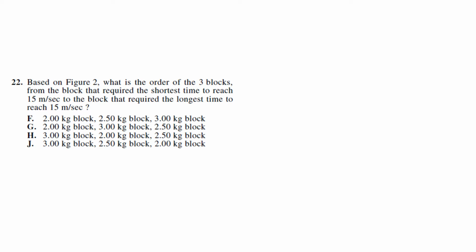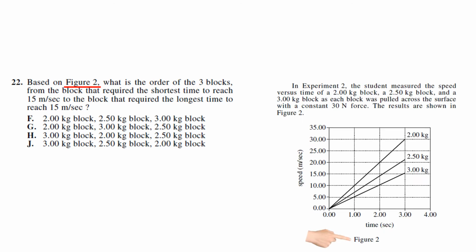Based on figure 2, so we're using figure 2, what is the order of the 3 blocks from the block that required the shortest time to reach the 15 meters per second, doesn't matter what it is, m per second, to the block that required the longest time? So go to 15, draw your line straight across, and which one got to that line first, second, and third? 2, 2.5, and then 3, so F.